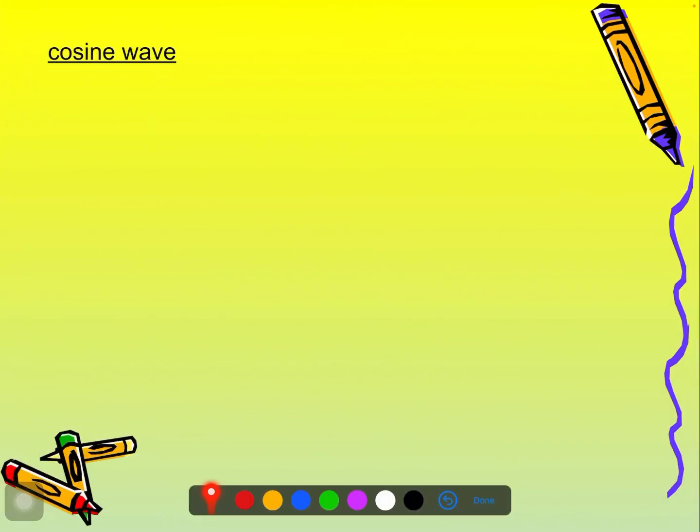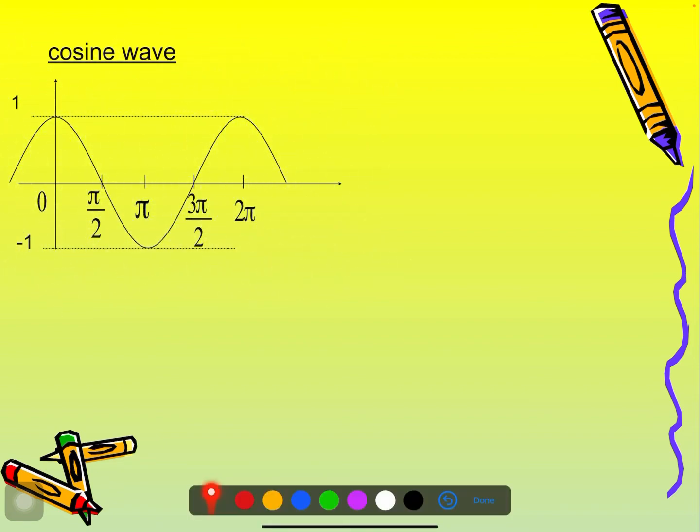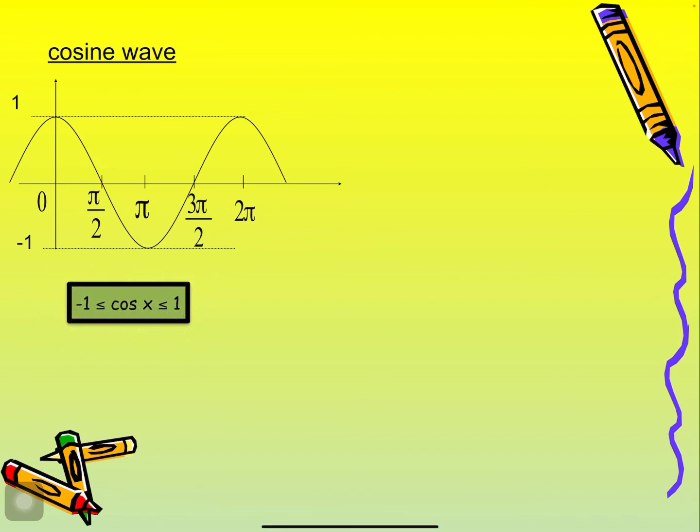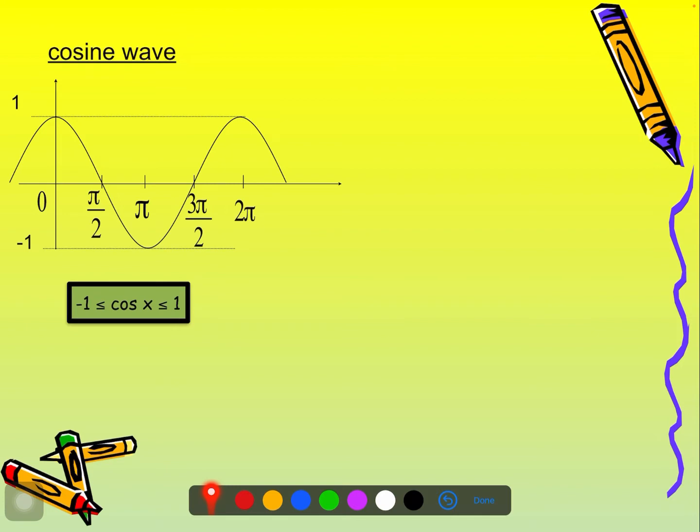Now let's refer to the cosine wave. The cosine wave looks like this. The maximum value for cos x is 1 also, so it happens here, here, and so on, because this wave repeats indefinitely. The least value is minus 1, which happens at pi. Cos pi is minus 1, cos 2 pi is 1, cos 0 is 1, and then cos pi is minus 1. Cos pi over 2 or cos 90 is 0. Cos 3 pi over 2 is 0. Cos 2 pi is 1.